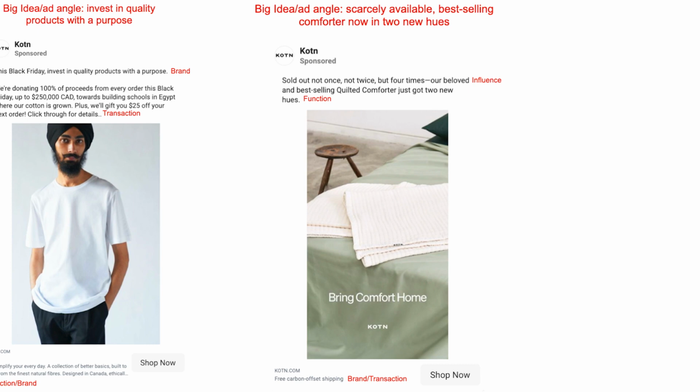They're making cotton the hero of the story, and they have the 2 new hues that are available there in plain sight. And they have a really good tagline there, bring comfort home. If you obsess over or appreciate comfort, you may immediately get the sense of comfort by looking at this image. So I think this one was a little bit better than the first one.